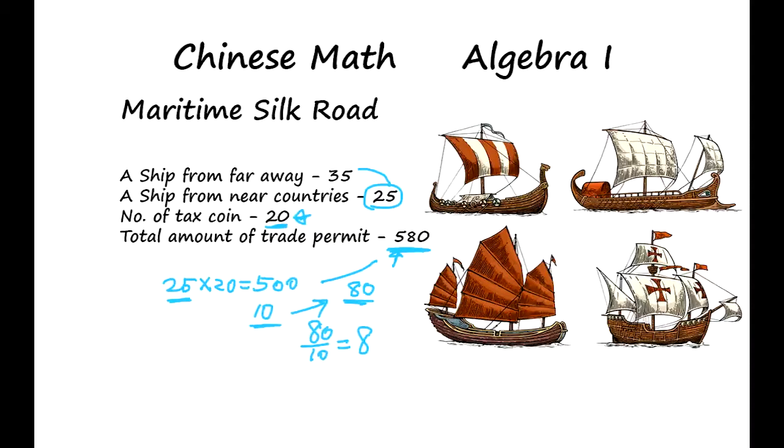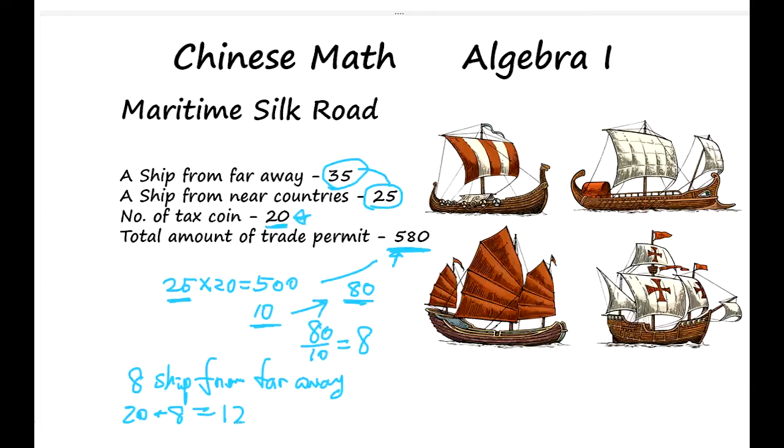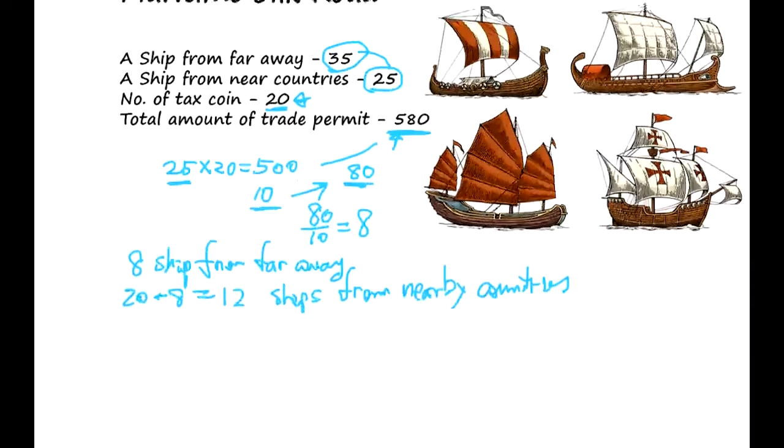It's 8, right? So 8 ships from far away, and they got 35 permits. So 20 minus 8 is 12 ships from nearby countries. Okay, so this is a way to solve this problem.